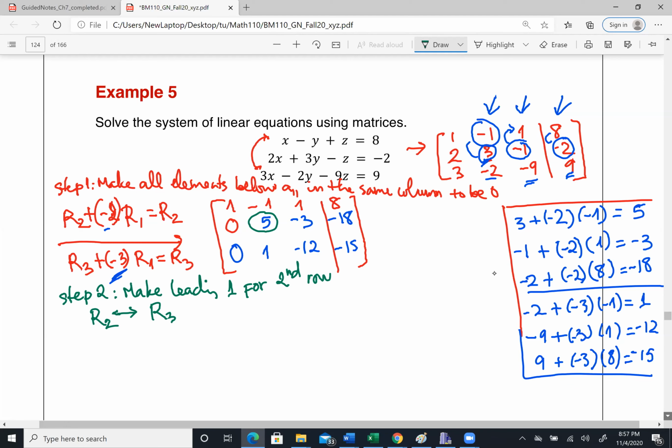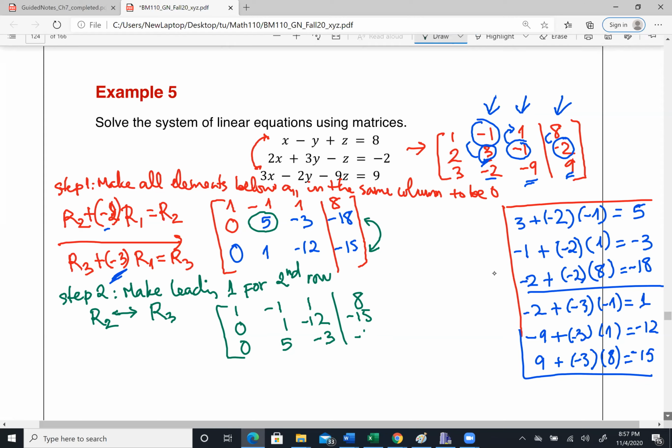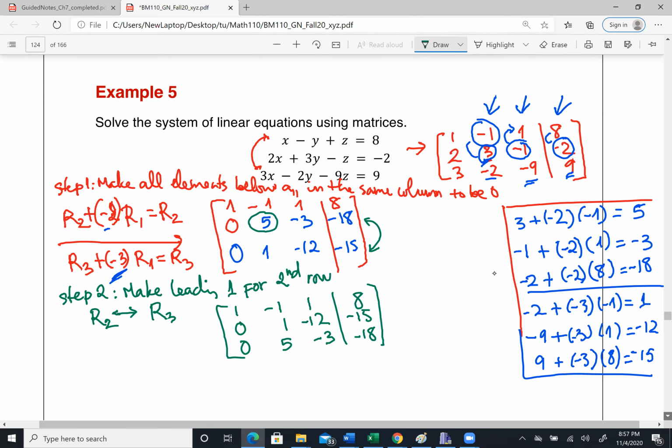So what do I have now? I will have 1, -1, 1, 8. So 0, 1, -12, -15, right? You see that I just interchanged the second row and the third row, right? So now the third one should be 0, 5, -3, -18. Okay, so looks good.